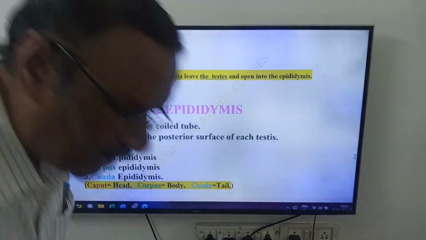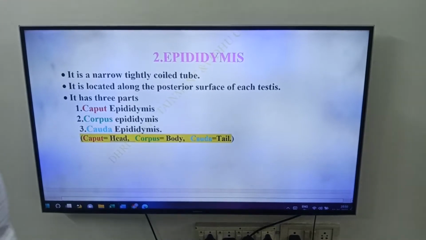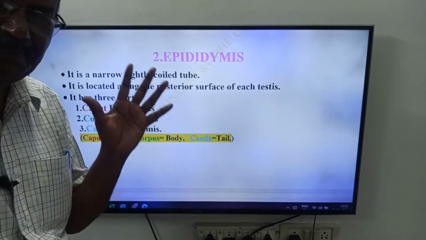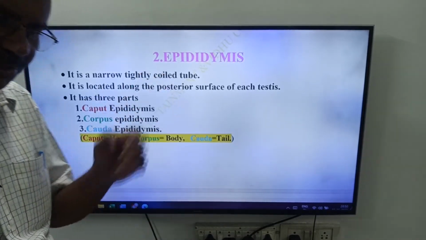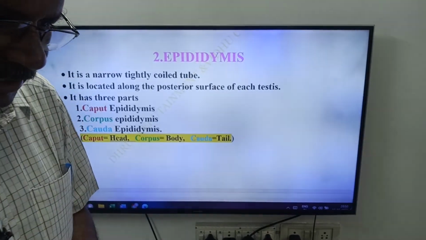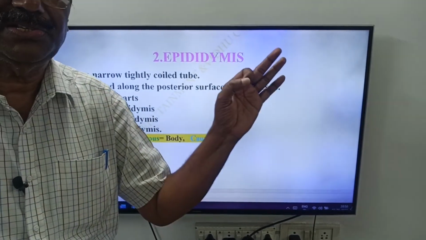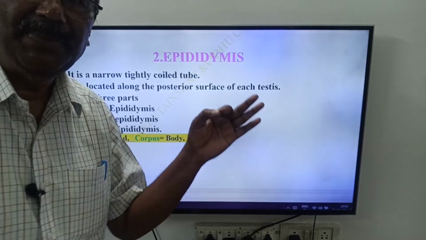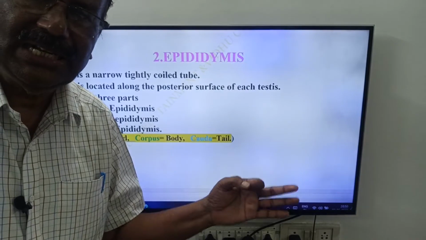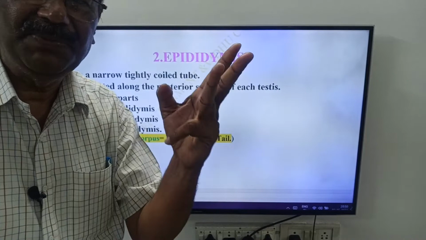Okay friends, now come to the epididymis. The epididymis is a narrow, tightly coiled tube. Next, what is its location? Friends, it is located along the posterior surface of each testis. Very, very important, friends: the epididymis is located on the posterior surface of each testis. This epididymis has three parts, friends.